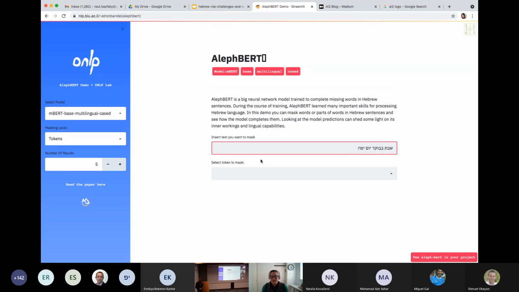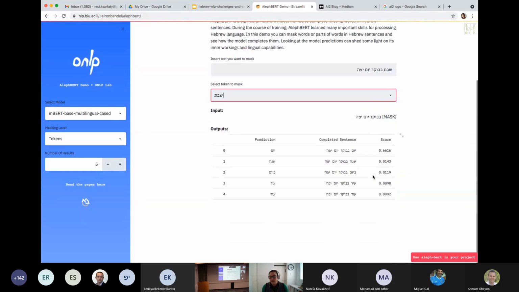So, what happens when we use multilingual BERT with this kind of sentence and we want to mask a word like Shabbat, a very simple word, we get kind of odd utterances. Yom b'boker yom yafeh, shana b'boker yom yafeh, b'yom b'boker yom yafeh. So you might think, okay, that's BERT. What can we do? So if I select AlephBERT, it actually looks much better, right? Shabbat b'boker yom yafeh, shishi b'boker yom yafeh, rishon b'boker yom yafeh, sheva b'boker. This is kind of a problem with the bidirectionality, and so on.